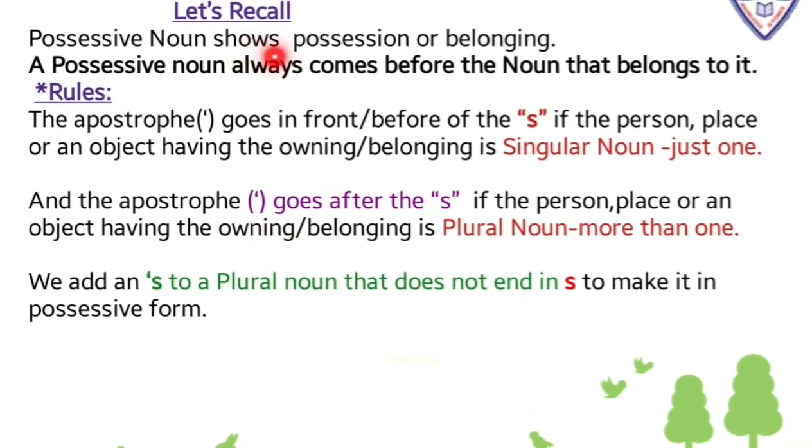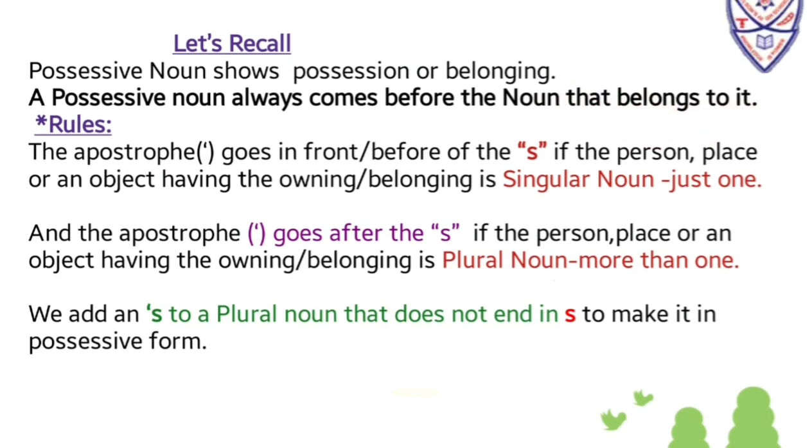A possessive noun shows possession or belonging. A possessive noun always comes before the noun that belongs to it. So what is a possessive noun? A possessive noun shows possession or belonging, and it always comes before the noun that belongs to it. Now what are the rules? There are three rules. The first rule is for singular nouns and the remaining two rules are for plural nouns.